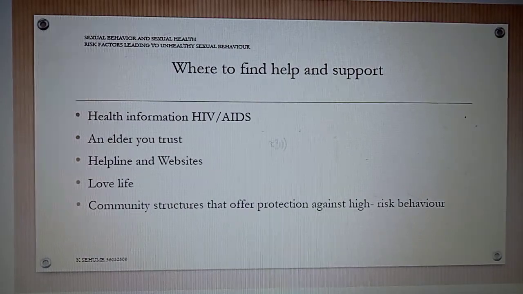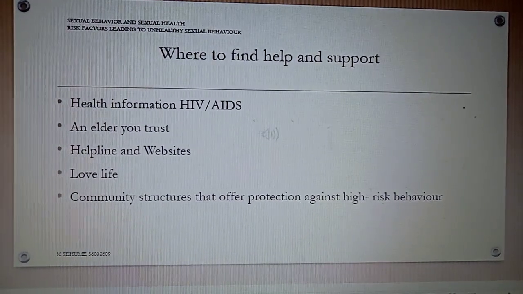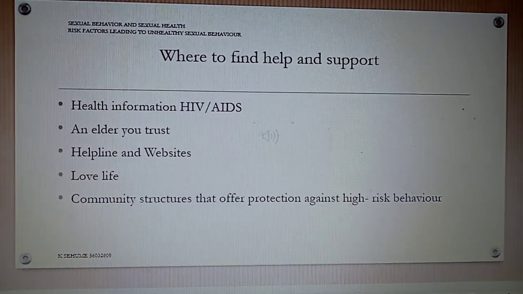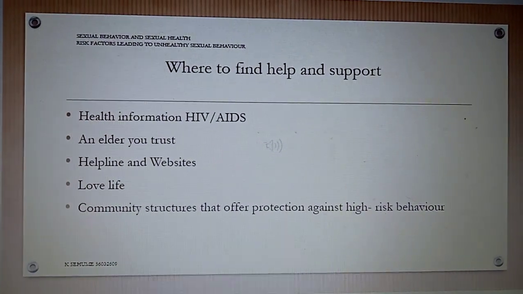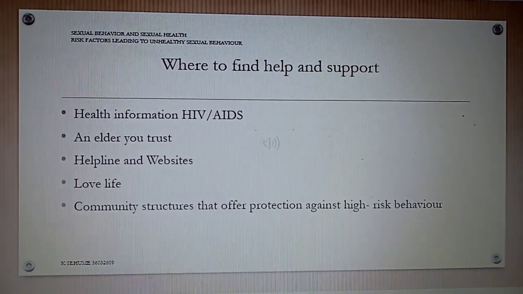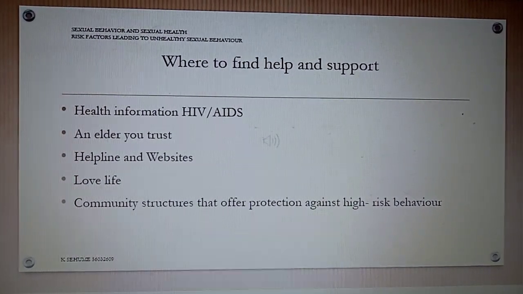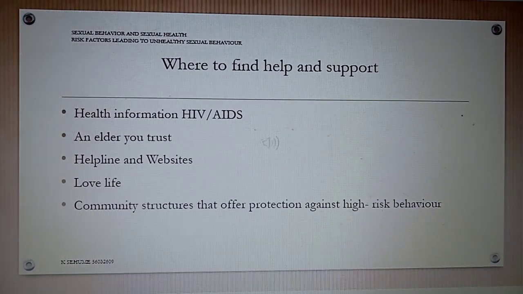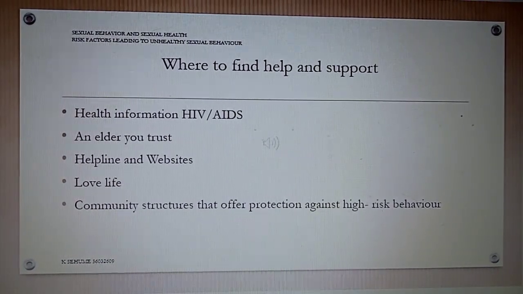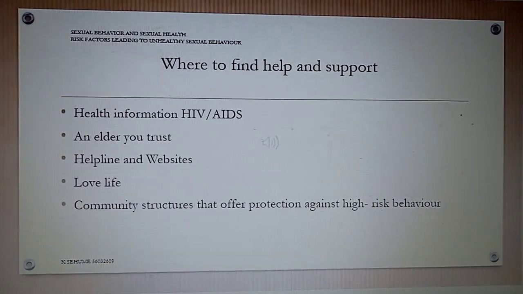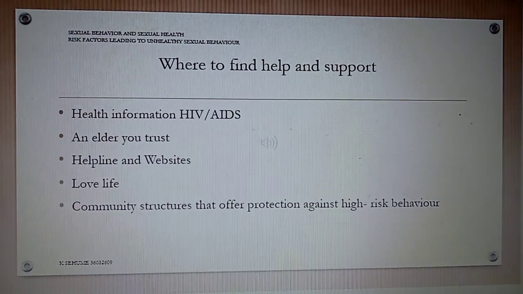Where to find help and support? You can find help at the health information centers for HIV or AIDS, and you can speak to an elder you trust. Can be your teacher, your priest, a community leader, even your principal. Any elder person that you do trust, you can speak to them. You can also visit the helpline. You can visit Love Life, also community structures that offer protection against high-risk behavior, and also make use of your nearest police station.